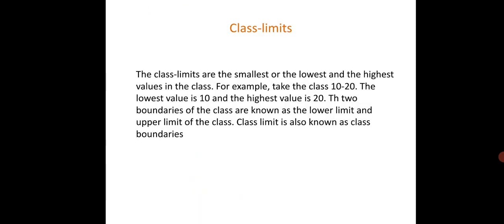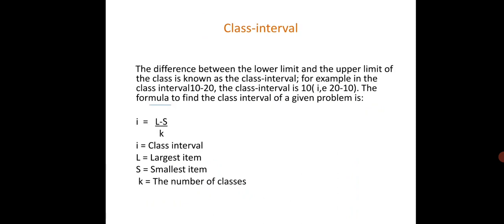Class limits. The class limits are the smallest or the lowest and the highest values in the class. For example, take the class 10 to 20. The lowest value is 10 and the highest value is 20. The two boundaries of the class are known as the lower limit and the upper limit. Class limit is also known as class boundaries.